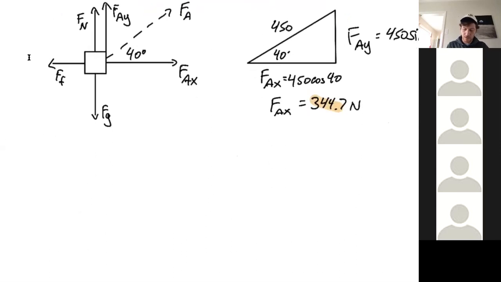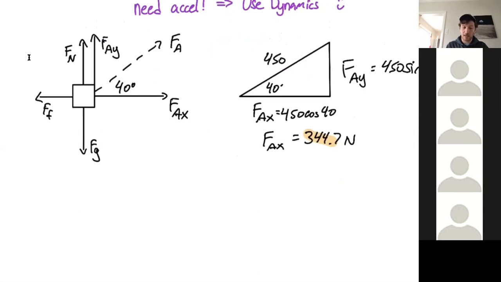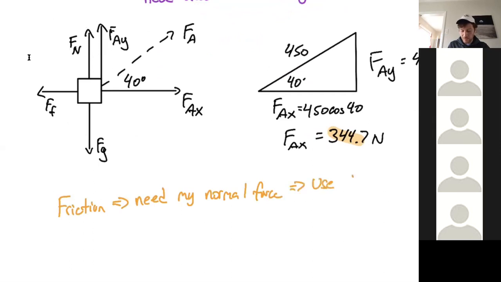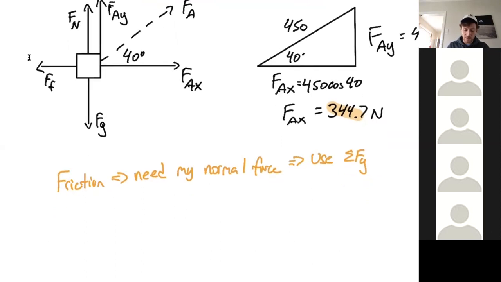Now that we've got our applied force components, we need to go to our free body diagram. Now, in my head, this is the process that I think of. I know that there's friction, okay? And in order to deal with friction, I need my normal force, right? And if I need my normal force, then I need to look at the sum of the forces in the y direction, okay? Because I can't do friction without my normal force. So that's where I'm going to start.